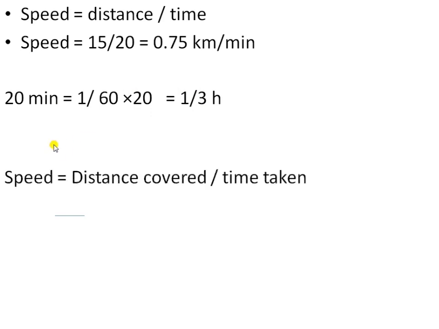And then the formula of speed is distance covered divided by the time taken. So what is the distance here? That is 15 kilometers and the time here is 1/3 hour. So simply 15 divided by 1/3. So the answer is 45 kilometers per hour. This is the answer.